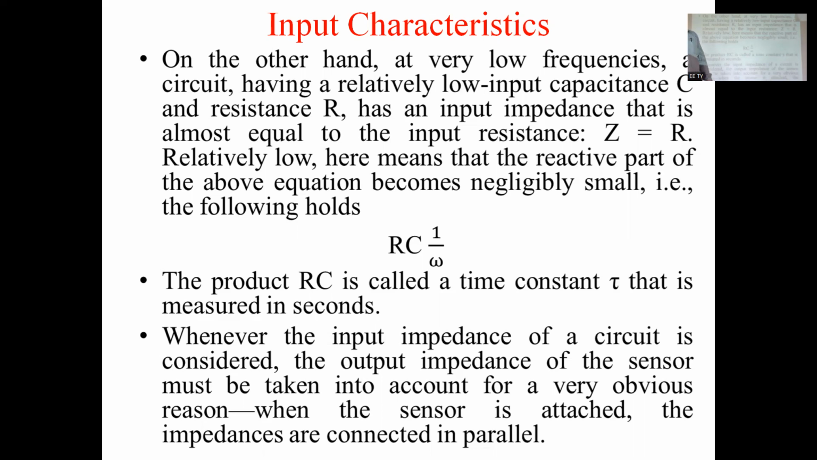When the sensor is attached, the impedances are connected in pairs. Okay. Now when the sensor interfacing circuit is attached, at that situation the impedance, that means Z is equal to R, will act as the same impedance, right? And it is connected in parallel.